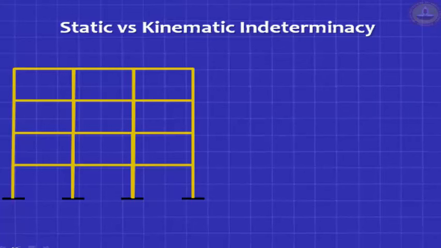Tell me, what's the degree of static indeterminacy of this frame? Well, every box will give you an indeterminacy of 3. And the fixity at the base will give you the same indeterminacy. So how many boxes do you have? You have 12 boxes, 12 into 3, that gives you 36. 36 is your degree of static indeterminacy.